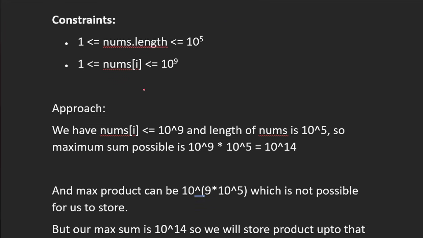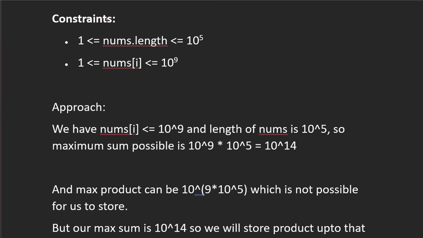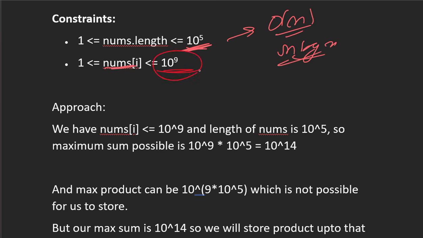So if you see the constraints, the array length can be up to 10^5. Means either we have to think of some approach of O(n) or O(n log n), right? And each element can be up to 10^9. So let's see the approach.